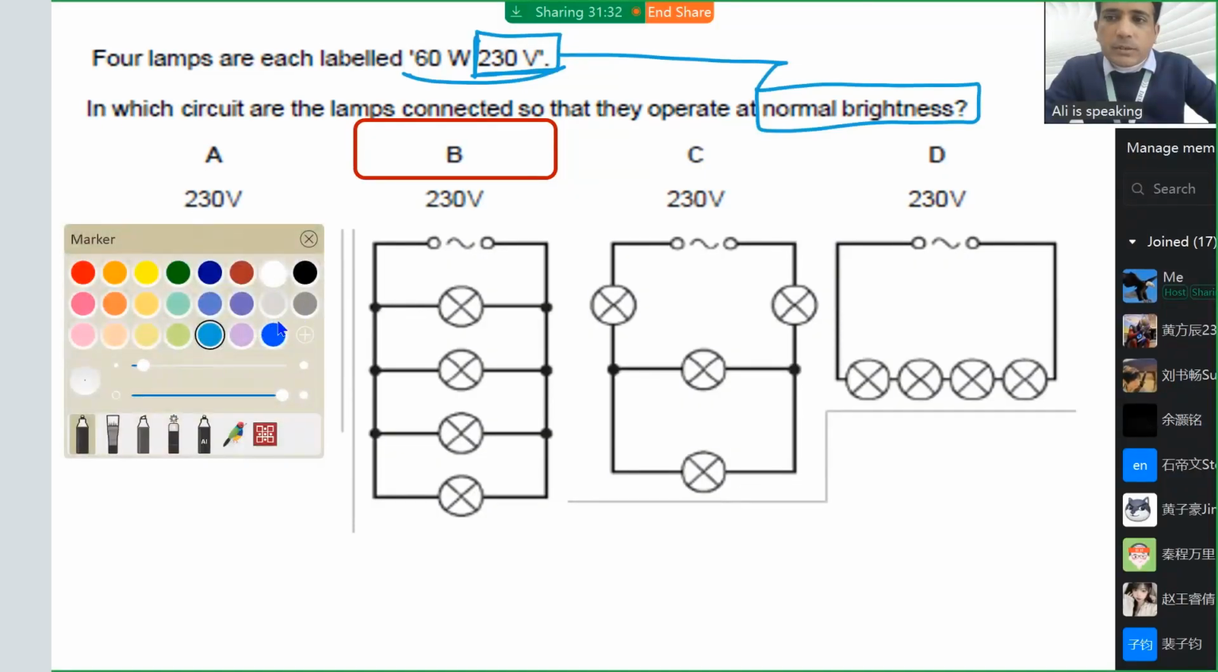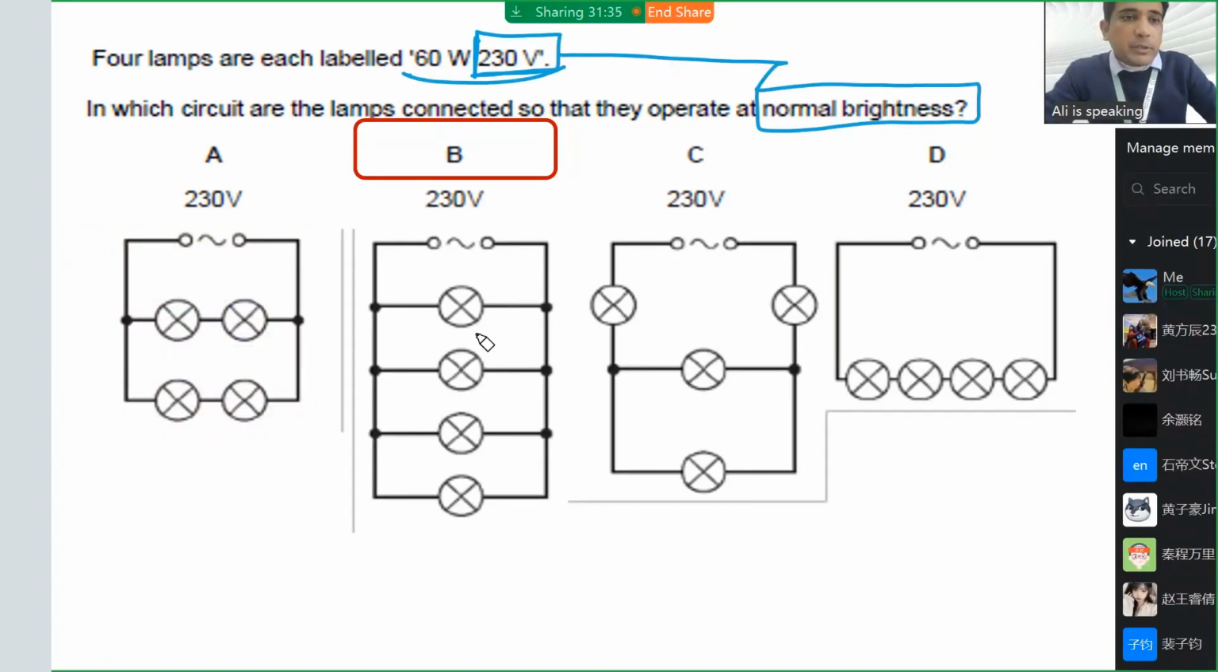You need to understand that these light bulbs have to be connected in parallel with the power supply, because we need this much voltage across each light bulb. So this is the only possible answer. If I connect a voltmeter across this light bulb, the reading will be 230 volts. If I connect the voltmeter, for example, here, the reading will also be 230 volts, because these bulbs are connected in parallel with the power supply. So the answer for this one is B.